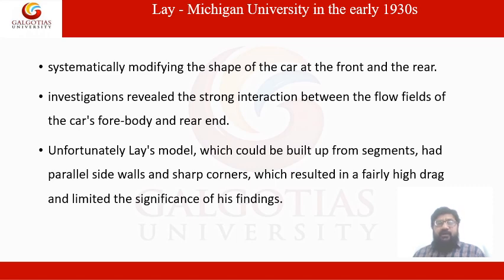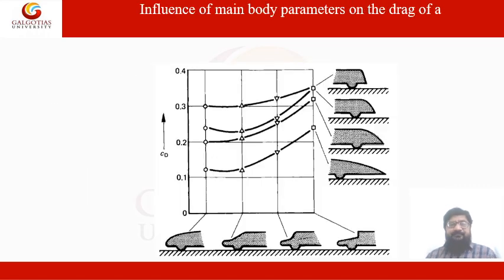These types of models, which were developed at Michigan University in the early 1930s, have sharp corners and parallel sidewalls, which resulted in a fairly high drag and limited their findings. However, from the theoretical point of view, their findings were quite impressive. They worked upon the forebody and the rear end, and they developed techniques to reduce the front end pressure and to minimize the wake at the rear end.